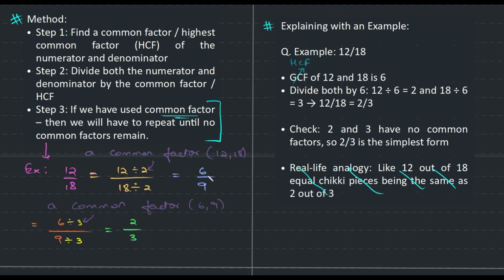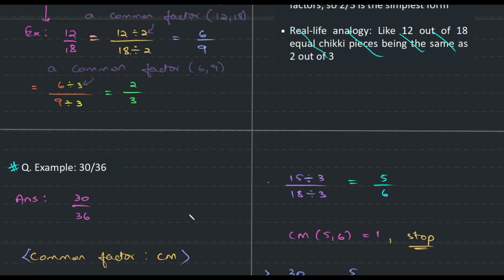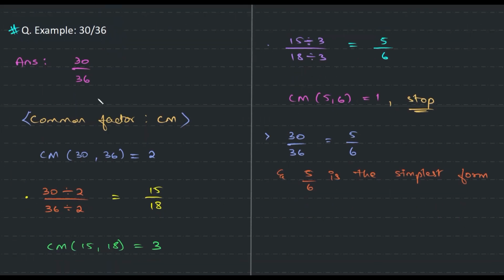Remember, we are working in continuation, making use of the numbers. For example, 30 by 36, I used it once, and I carried 15 by 18 over to the next simplification. So 30 by 36 is equal to 15 by 18, which is also equal to 5 by 6. This is a small note.